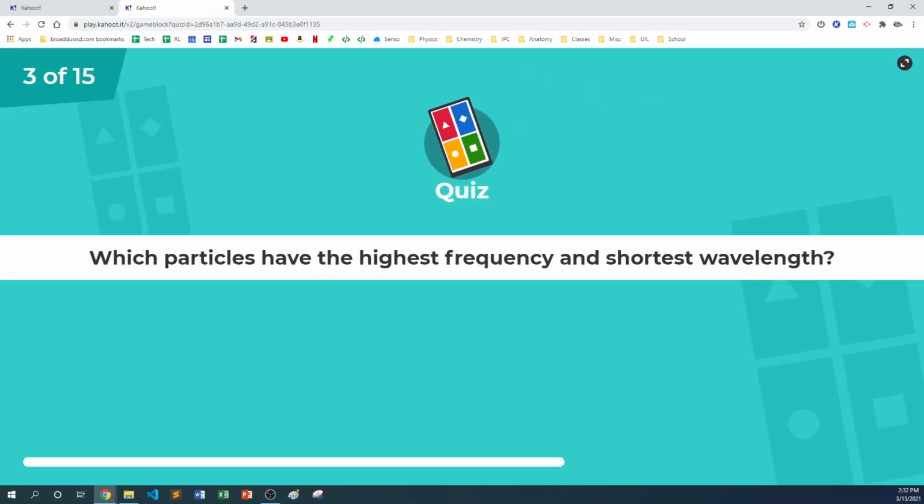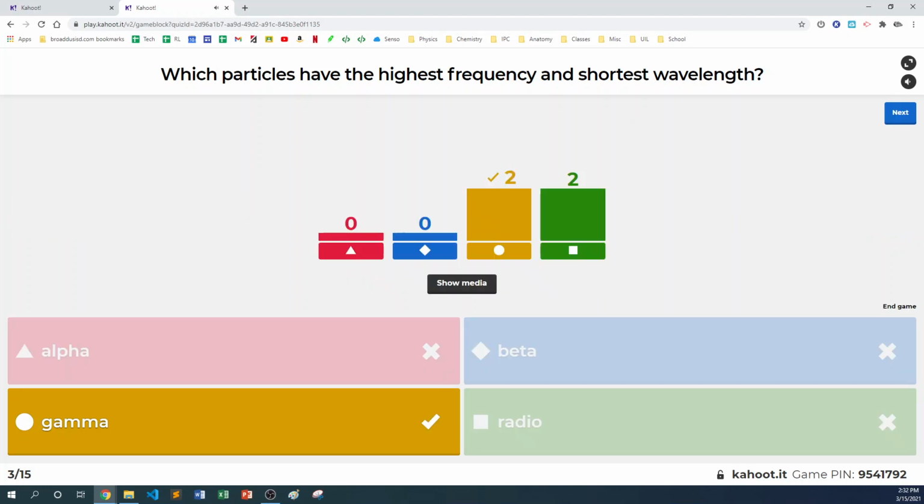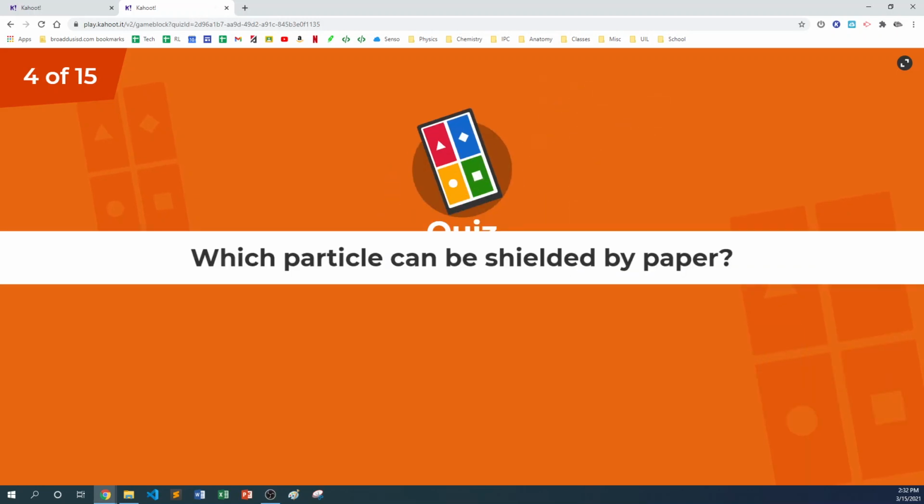Which particles have the highest frequency and shortest wavelengths? Oh my goodness, I'm dumb. I'm so dumb. On the screen. Never mind. Gamma. Why did I put radio? I'm dumb. I put the radio. It said gamma up there, so.